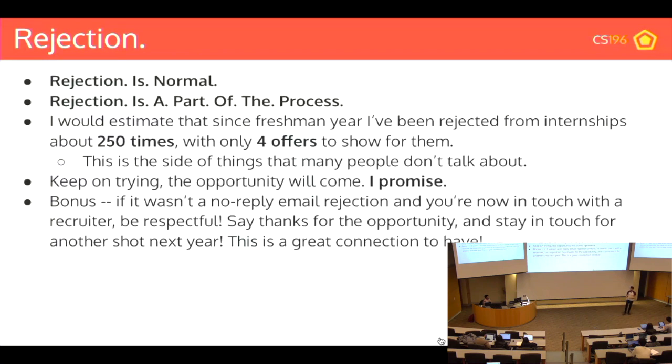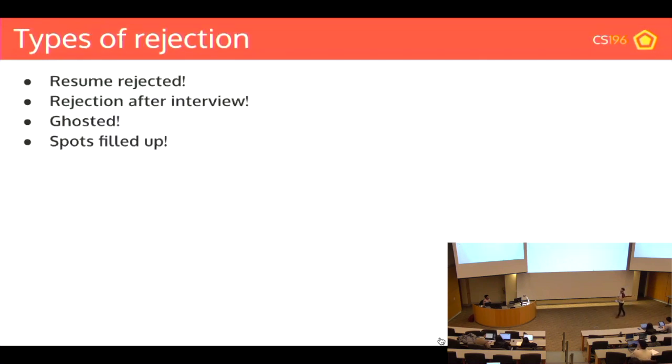So here are the different types of rejections. The first one is probably the most common one, resume rejections. You get rejected because you're a freshman and your graduation date was too early, or too late rather. You get rejected after an interview. Let's say they didn't like the solution that you gave in the technical interview. Whatever it is. Let's say you get ghosted.